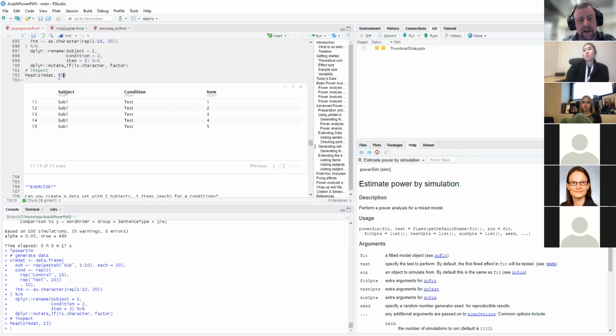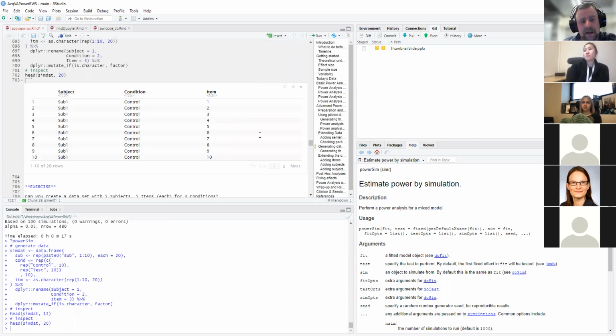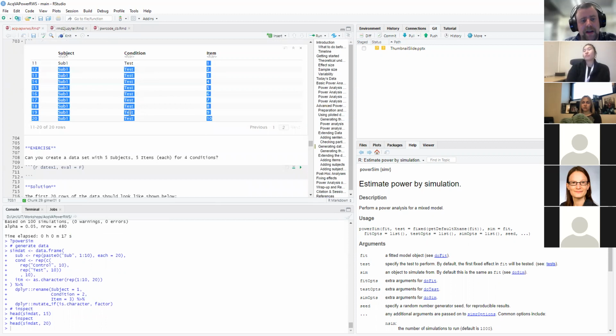Only 15 things here. If I run that, you'll see that now you have items 1 to 10 in the test condition, right? Okay.